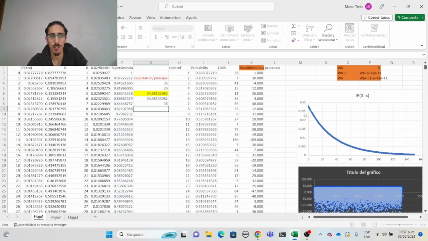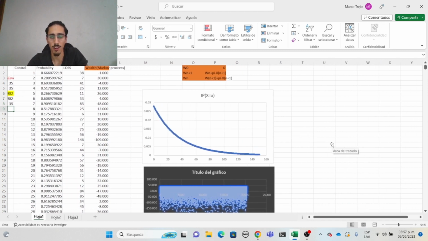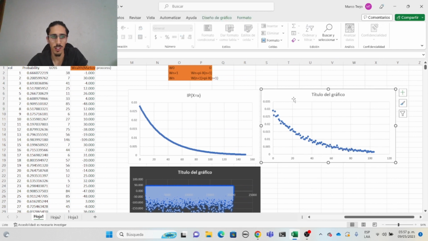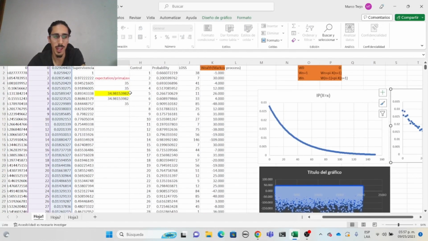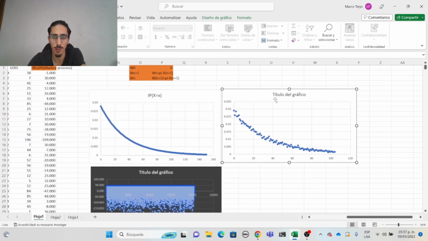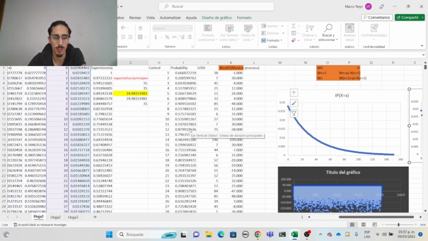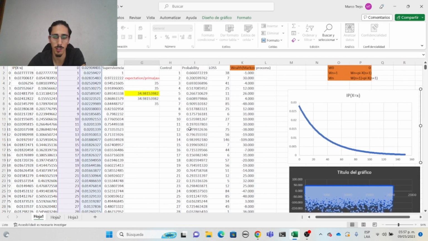Then we can graph our simulation, and here we obtain the distribution of the simulation, and we graph it, and we can see that it's very similar to the geometric distribution we obtained at first. Now my partner Herman is going to explain the wealth Markov process.